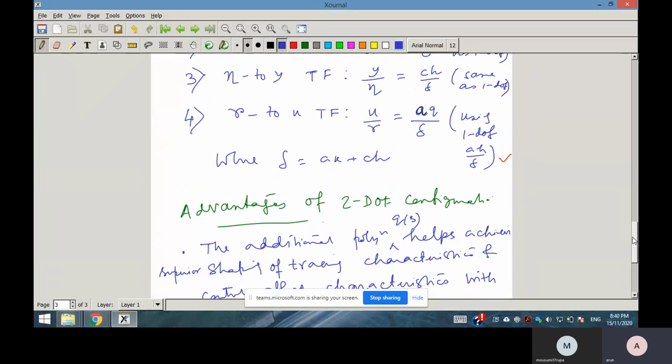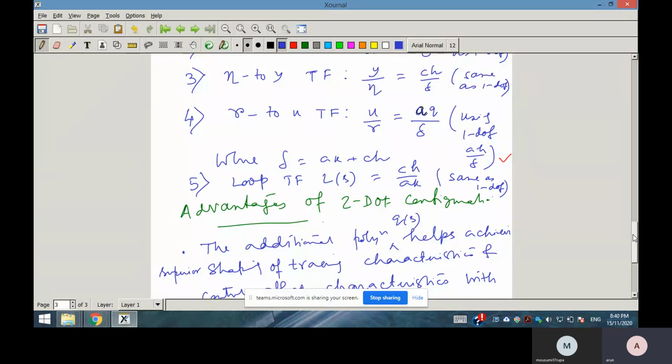So here another important transfer function I forgot to write, that is the loop transfer function. What is the loop transfer function? LS equal to CH divided by AK. So here also it is the same as 1 degree of freedom. In case of 1 degree of freedom also it is CH by AK.